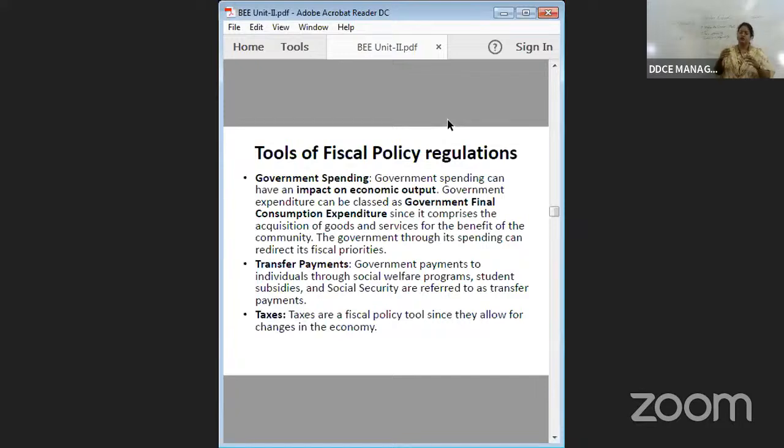The tools are, the first is that government has to restrict its spendings. That is the first tool. If government tries to make restrictions on government spendings, then you could say that we are able to manage the fiscal policy at a certain rate. Then transfer payment. Transfer payment means government tries to make payment for individual social welfare, right? And student subsidies, social securities. Here what happens is that government spends a lot of money on subsidies and so on. If not, then we could say that fiscal policy will go into a much better range. And taxes are the major tools through which government is able to make revenue for itself.